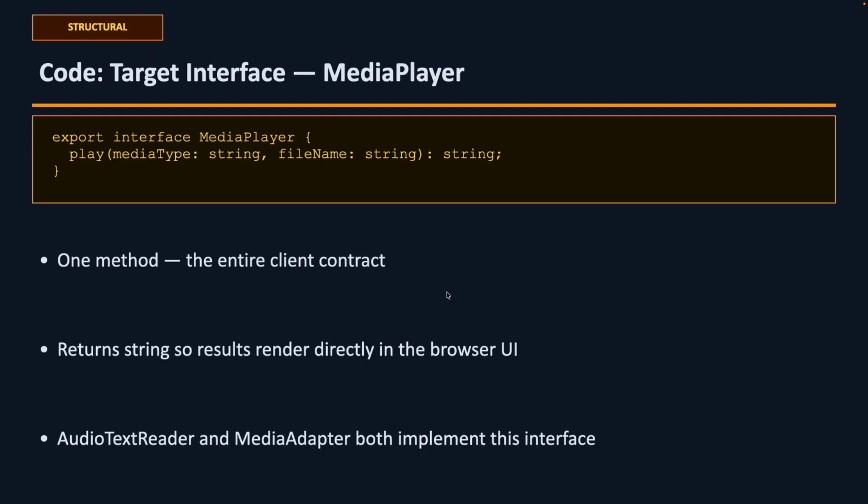Here we have the target interface. This is the media player interface, what the entire client side of the application cares about. There's one method and two parameters. It's clean. That's the contract every participant is expected to honor. Notice it returns a string. In this demo, that string is the result message that gets rendered in the UI. That's a common pattern in browser demos. It returns the result instead of console logging it so we can display it in the DOM.